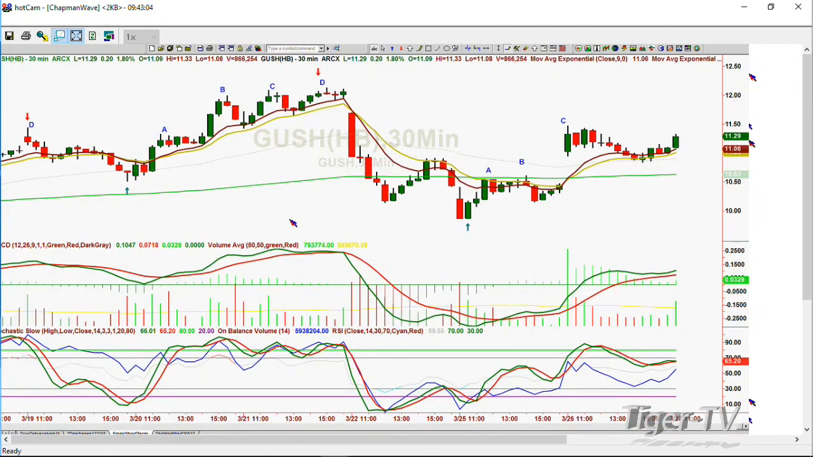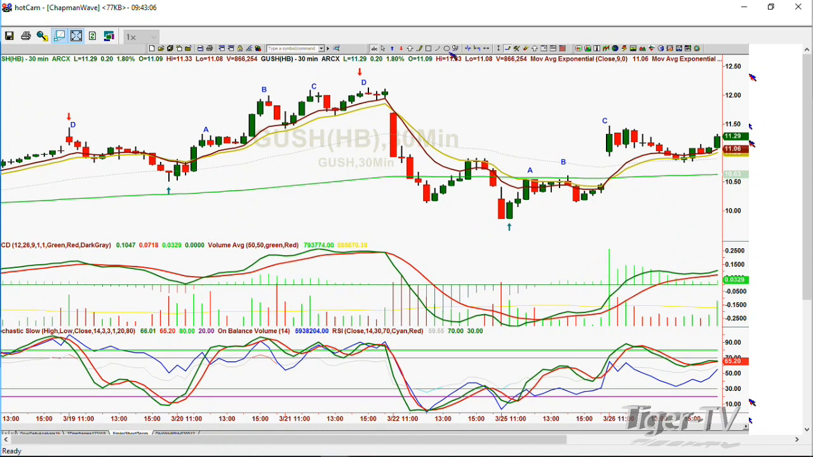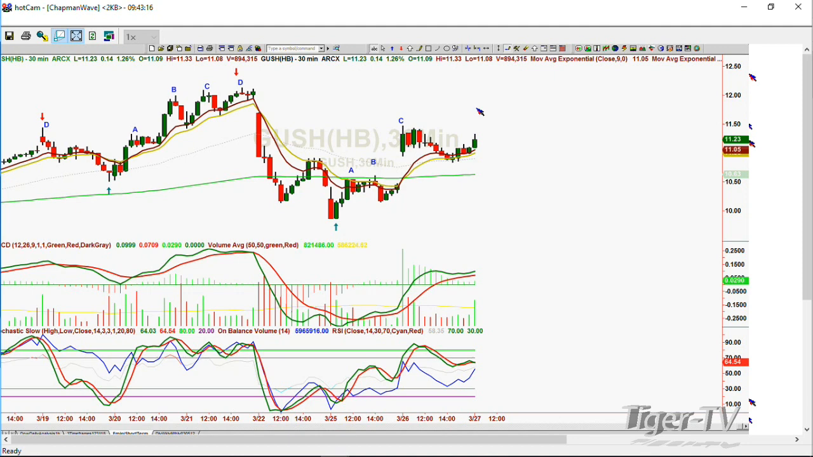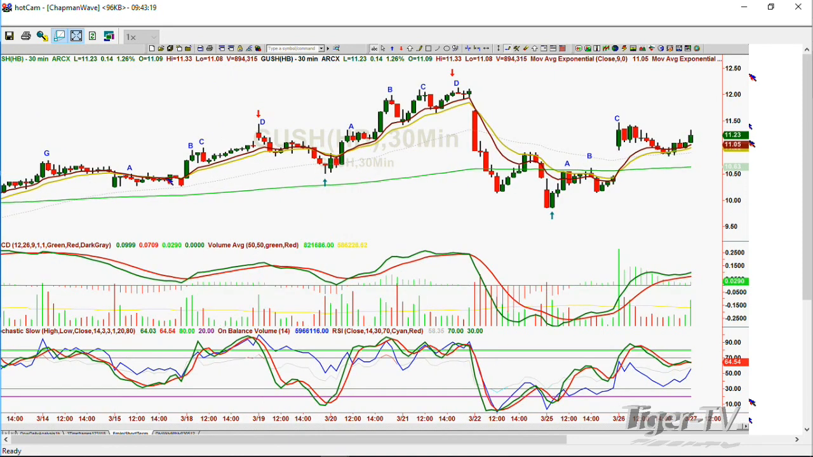We were looking at the Chapman Wave methodology in terms of this, the daily DX S&P oil and gas bull 3 times long. This is the oil and gas trading vehicle. We were somewhere around here, and I said, yep, it's got a peak D, one peak D. It made another peak D in the 30-minute chart right at 3 o'clock on the 21st of March at 12:13.